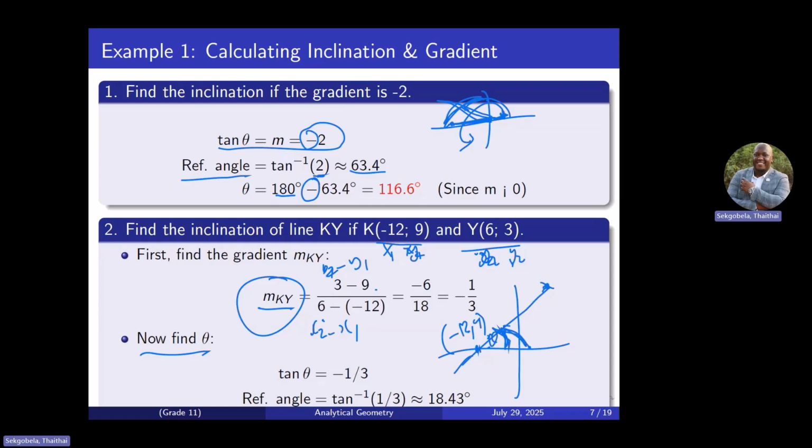So what we are saying now is, in this case, we are going to have 180 degrees minus 18.43. And then that gives you that angle that is here. Because of how big it is, it would be a large angle in between the two.